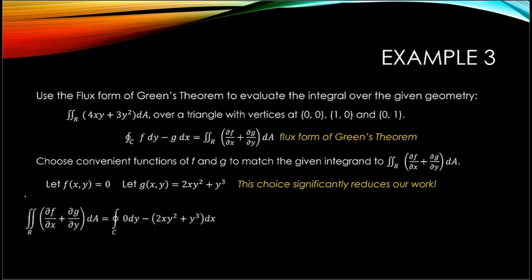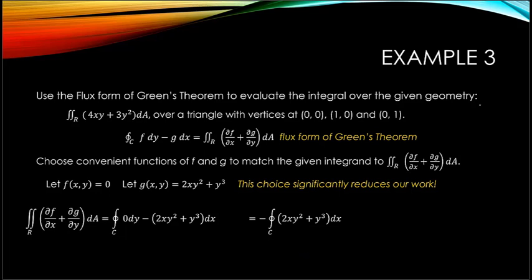This means that my double integral over r of the partial of f with respect to x plus the partial of g with respect to y dA can be rewritten as a line integral where the integrand is 0 dy minus 2xy squared plus y cubed dx. This means that my line integral reduces to negative the line integral of 2xy squared plus y cubed dx.